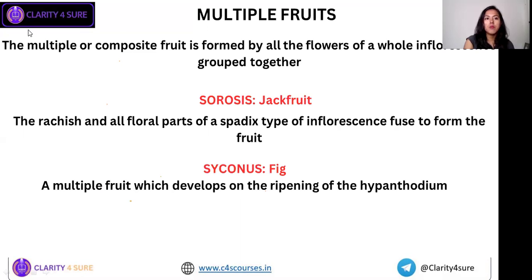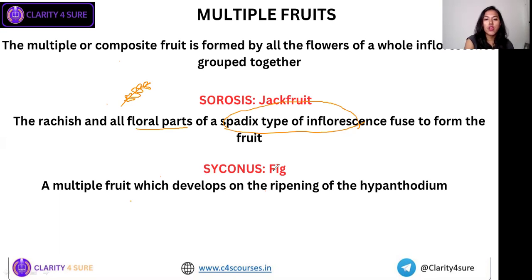So when we talk about sorosis, you see that all the floral parts of a spadix type of inflorescence. What is the key word in case of sorosis? Spadix type of inflorescence, okay? So they fuse to form the fruit. Spadix type means, you've understood? Like this, right? It's an elongated one, so spadix type of inflorescence.